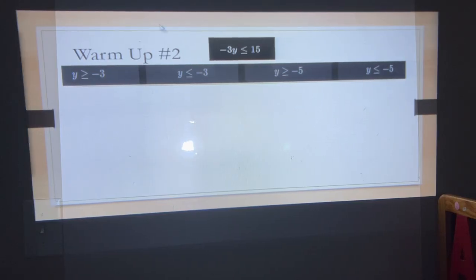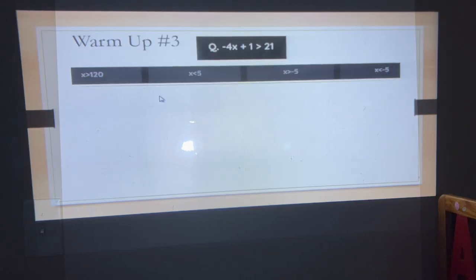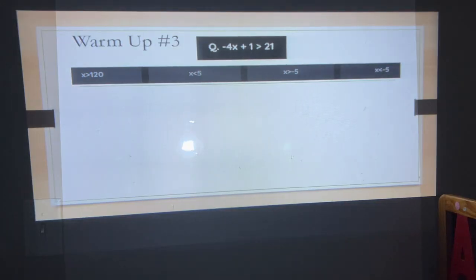All right, let's go over number 3, and then we're going to move on. So negative 4x plus 1 is greater than 21. Let's look at that, shall we? All right, so this one's a little bit more complex. It's a combination of the 2 problems that we just worked on.